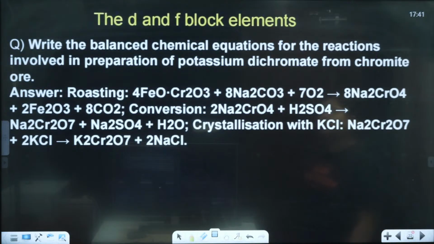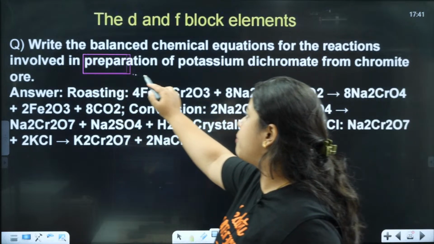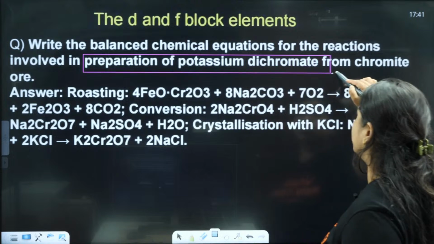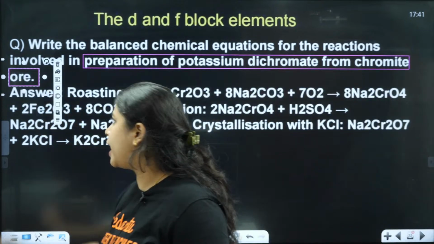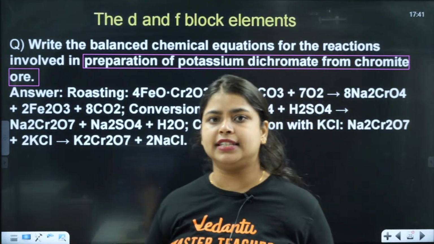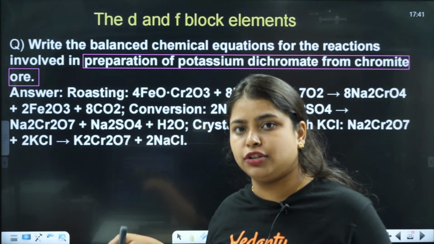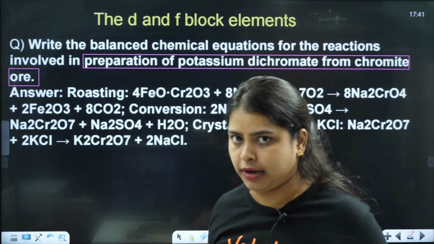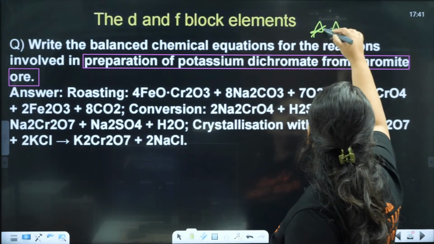Next question, write the balanced chemical equation for the reaction involved in the preparation of potassium dichromate. Here it was potassium permanganate, and here dichromate from the chromite ore. Okay, just a little bit of difference is there; they ask for the balanced chemical equation for the preparation. There they took potassium permanganate, here they have taken potassium dichromate. Okay, this is an important question.